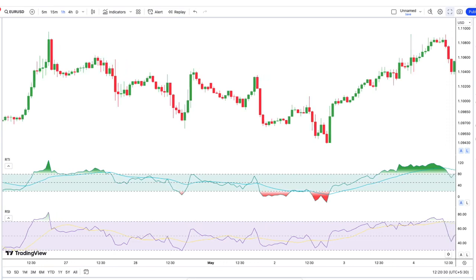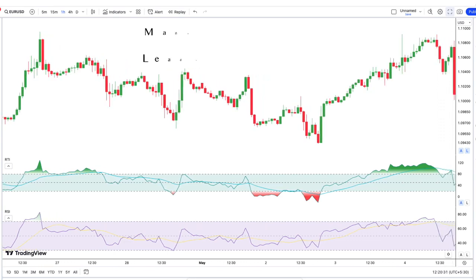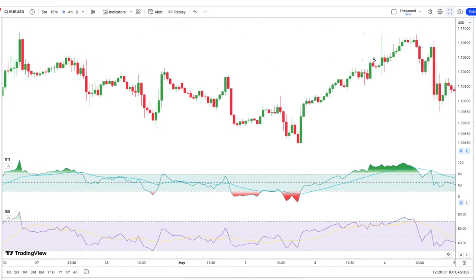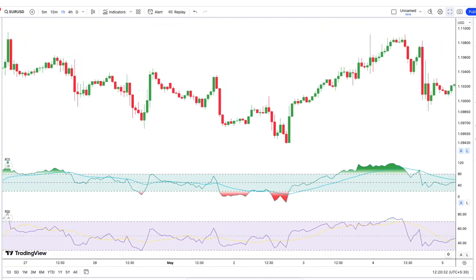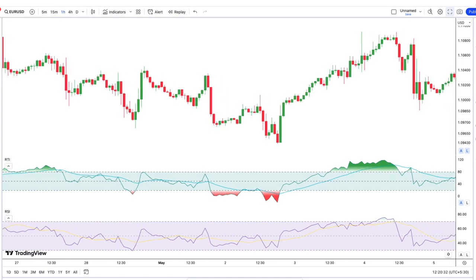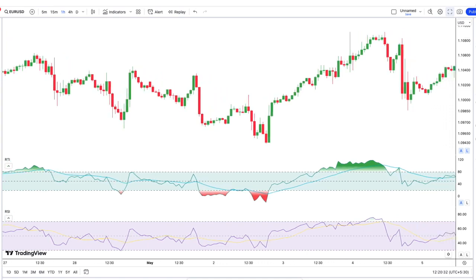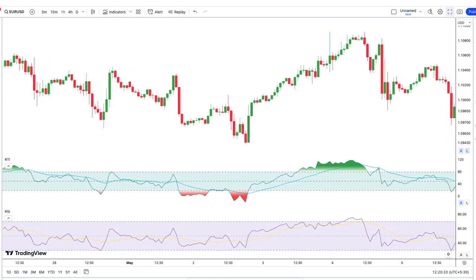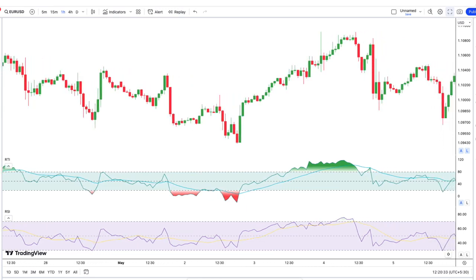While some signals from the traditional RSI may have been correct, many false signals can lead to costly mistakes. These false readings often indicate temporary weakness or pullbacks within a trend rather than a complete change in direction. It's crucial for traders to avoid taking these signals at face value without further market analysis.